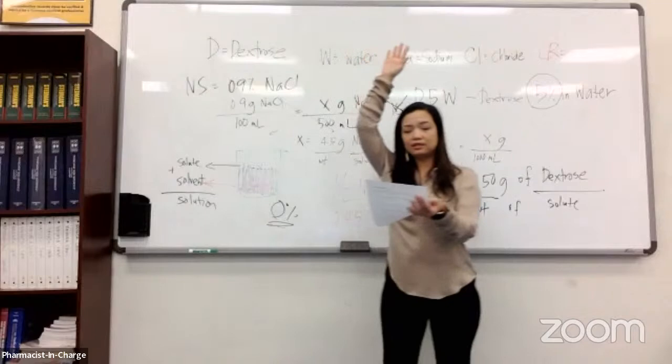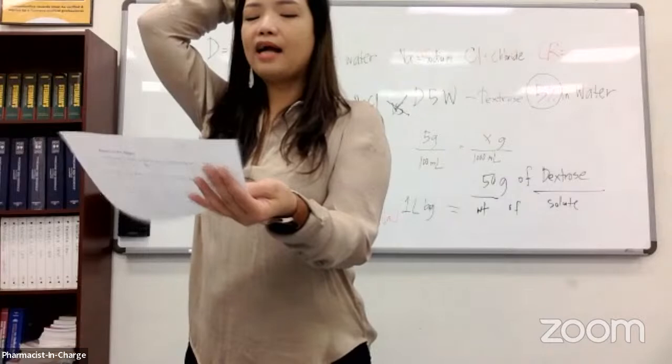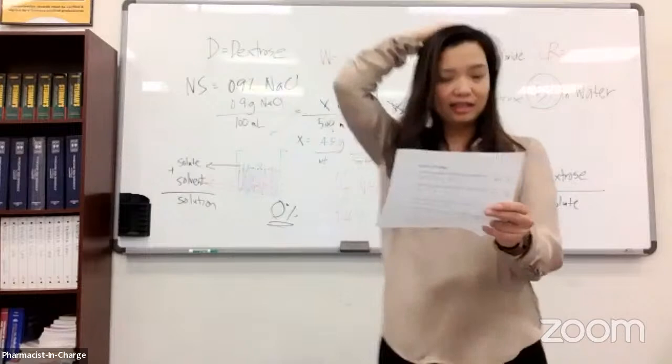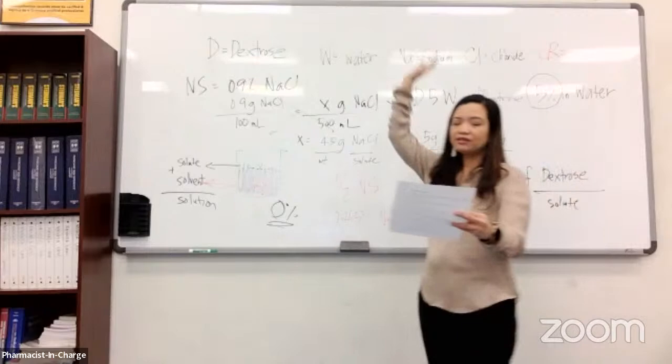Stefan, number 10. How many grams of dextrose are in a 500 ml bag of D5W? Okay. Number 12, back to you, Karen. I didn't do that one. Okay, 13, Valentina. 50 grams of dextrose. Who got 50 grams of dextrose? Yahoo, I see my hashtag.